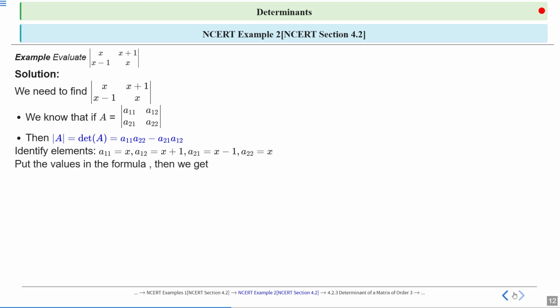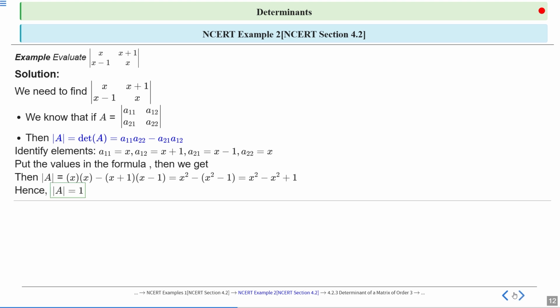So by using the formula, the determinant of A is A11 into A22, that is x into x, minus (x plus 1) into (x minus 1). When we simplify, we get x square minus (x square minus 1), that is x square minus x square plus 1. So the value of the determinant is 1.